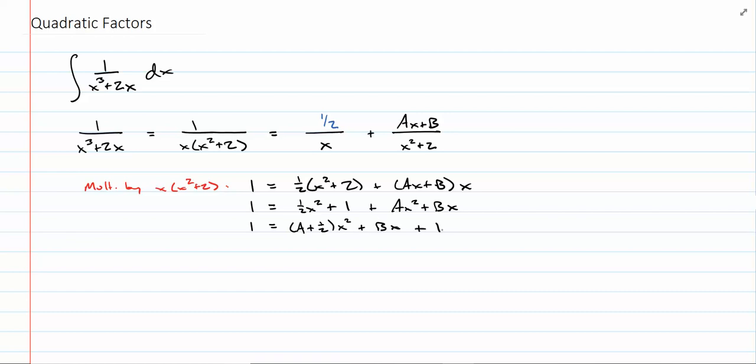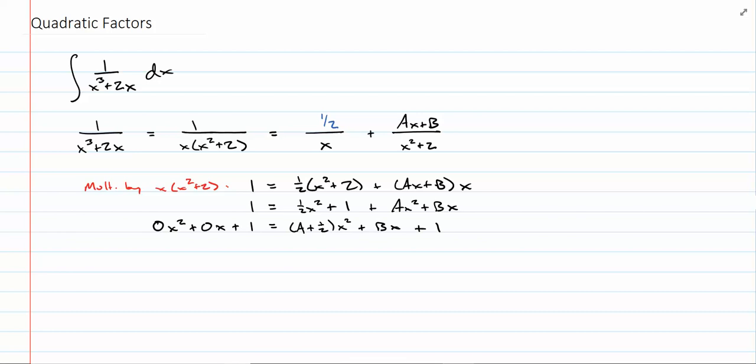Okay. Now the right-hand side looks like a quadratic, right? We got an x squared and an x term. The left-hand side doesn't really look like a quadratic, but I could make it look like a quadratic. I could insert a 0x squared and a 0x if I wanted to. And I do want to. Because what I'm going to do here is I'm going to use a technique I call comparing coefficients.